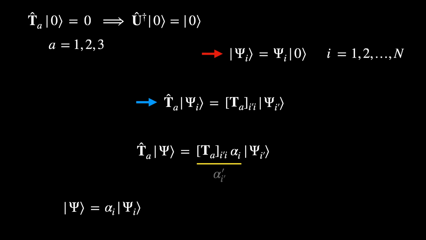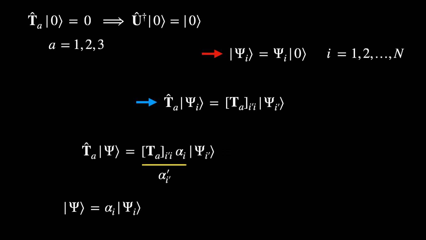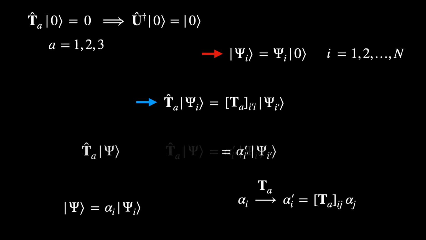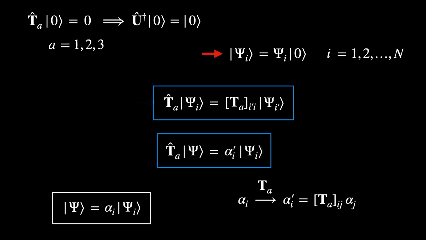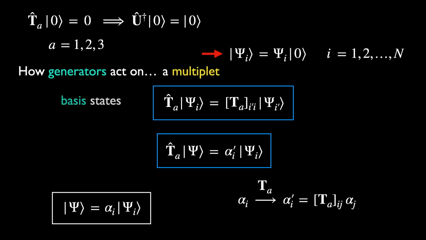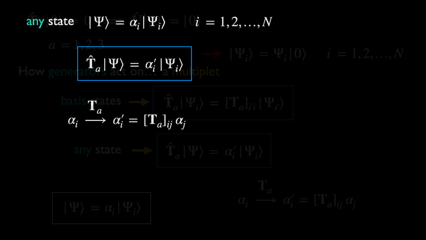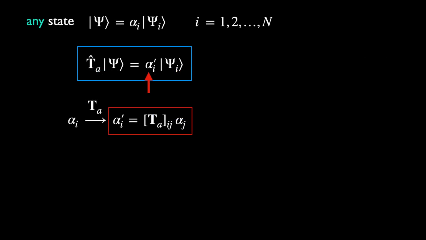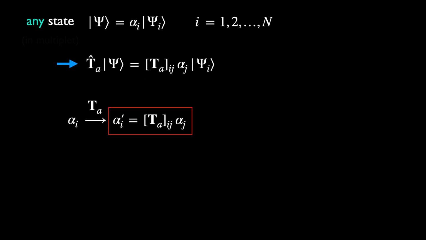Here we see how the amplitudes of an arbitrary state in the multiplet transform under the action of a symmetry generator. Substitute in the transformed amplitude, and we have the result we are after.